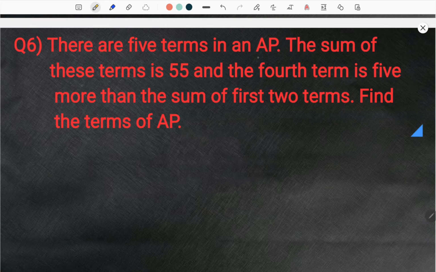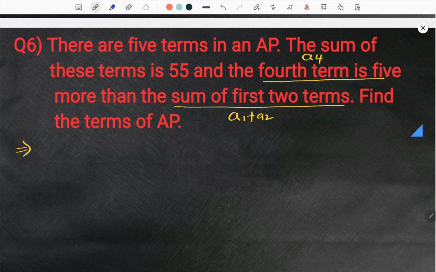There are 5 terms in an AP, that means n is 5. The sum of these terms is 55, that is S5 is equal to 55. And the fourth term, A4. This fourth term is 5 more than the sum of first two terms. What is the sum of first two terms? That is A1 plus A2. Correct, no? 5 more than the sum of first two terms. Find the terms of the AP, they are saying.